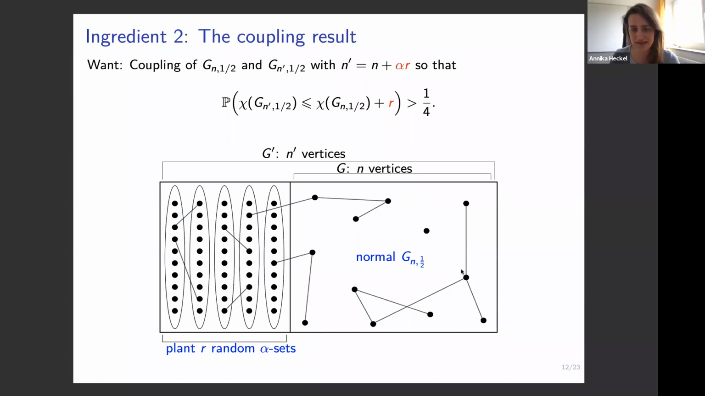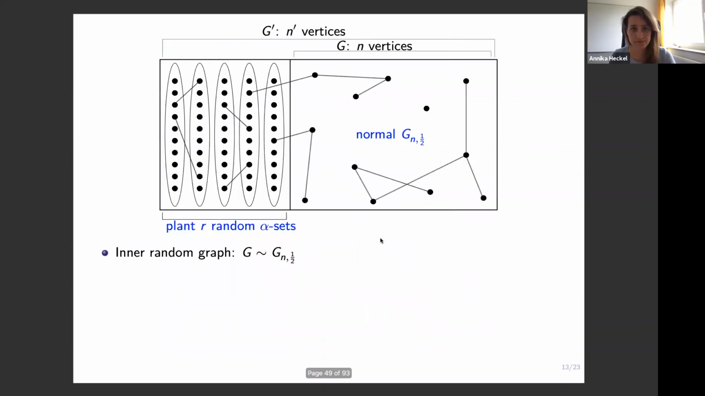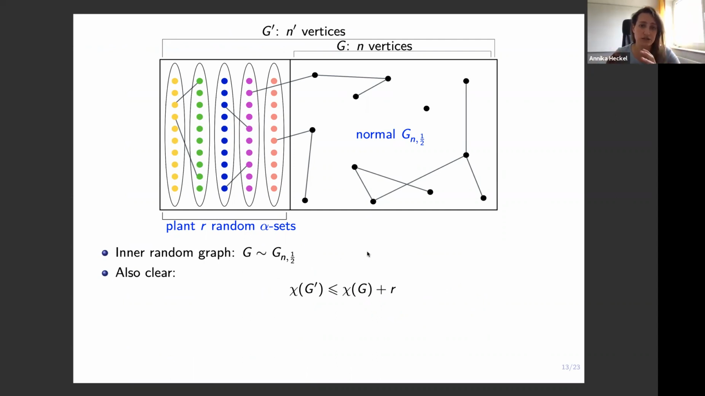Okay, so what does this construction do? Here, inside this graph that we call G is just a normal G(n,1/2). So that's good. It's also clear that if we call the outer graph G prime, then the chromatic number of that is at most the chromatic number of the inner graph plus r, because all of these vertex sets are independent, there are r of them, so we can give each of them their own color. And that way we can extend any coloring of the inner random graph to a coloring of the whole graph using r more colors. Okay, so that's also good.